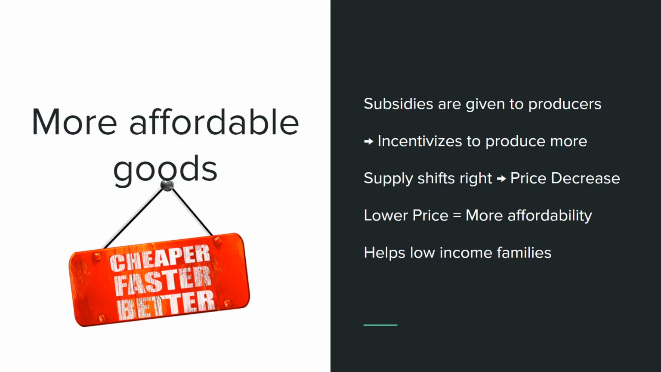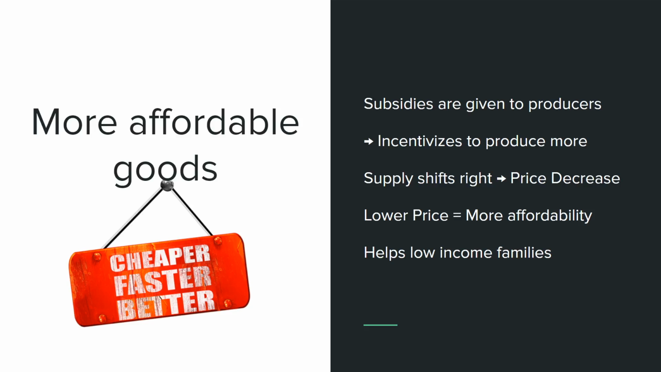So, more affordable goods. Subsidies are given to producers or firms. What this does is that it's basically government giving money, which means that it's going to incentivize producers to produce more. The reason for this is because a subsidy is essentially like more revenue for a firm, which means they're going to have higher profit, and this subsidy can actually cover production costs.